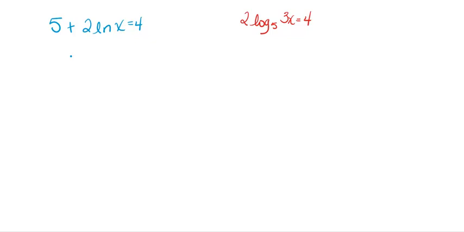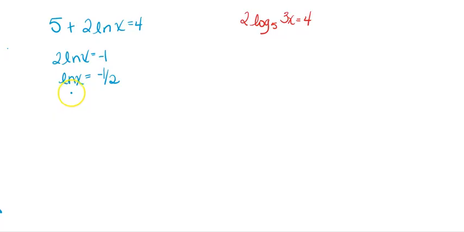Solve for x. Okay, well, I need to get this term with x in it by itself. So I'm going to subtract 5 from both sides here on this blue equation, and I'm left with 2 natural log of x equals negative 5 plus 4, which is negative 1. Now I'm going to divide both sides by 2 because I want to get this by itself as simply as possible. So natural log of x equals negative 1/2. So log base e of x equals negative 1/2.